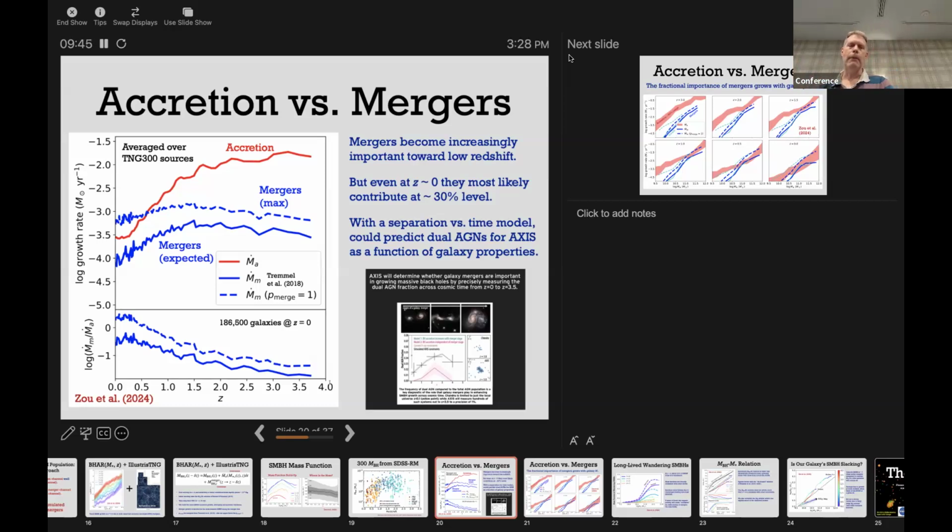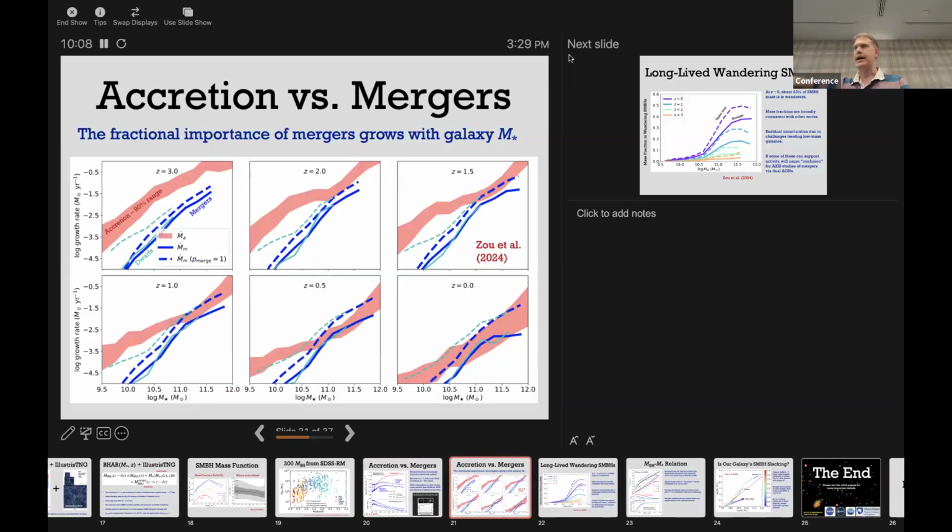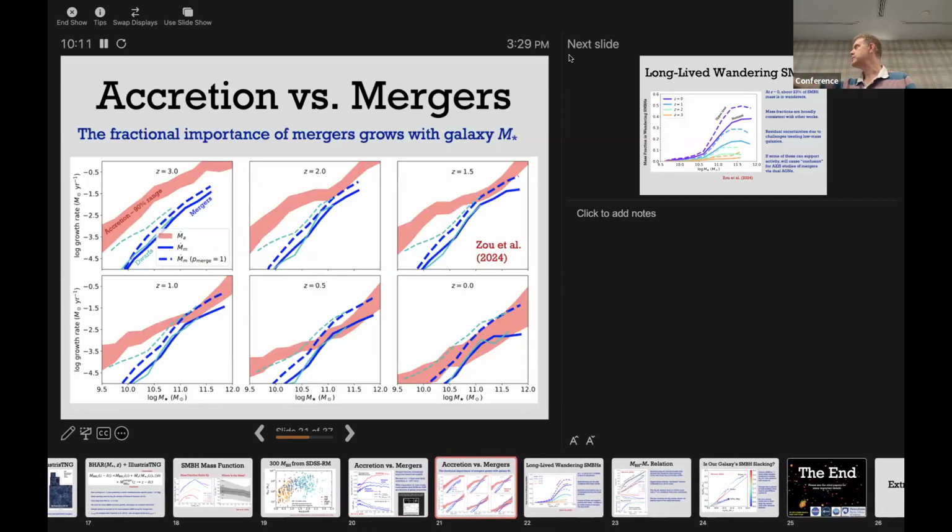With a proper model of separation versus time, one could actually take the mechanisms that we have already developed and make predictions of binary supermassive black holes as a function of separation, as a function of galaxy stellar mass, as a function of redshift, and so on. So that's an interesting thing to think about for the future. We can, for example, also break things down already as a function of galaxy stellar mass. This plot here shows, as a function of galaxy stellar mass, the relative importance of accretion versus mergers as you go down in redshift. And you can see the fractional importance of mergers becomes larger as you go to higher galaxy stellar masses. So that's of course relevant for AXIS as well.